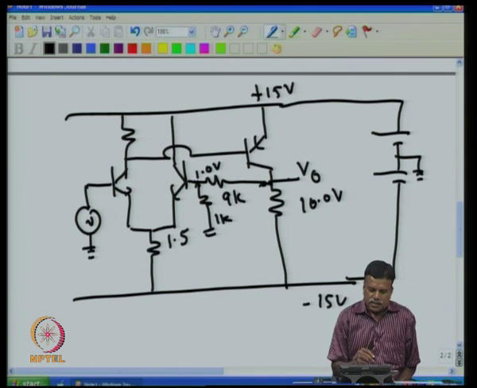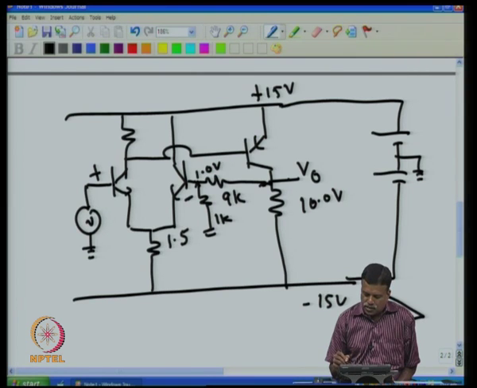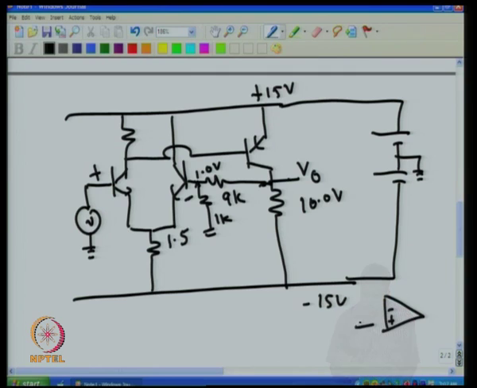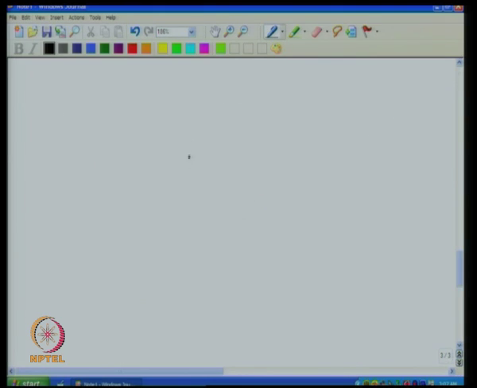In fact, this is nothing but the non-inverting terminal, the plus input, and this is the minus input of the op amp. If you recall the operational amplifier, the circuit looks like this. We can make it like this, plus minus, and we give the input and then take the output. We are giving the input here. I will show you in the next step. So, this same thing we can show.